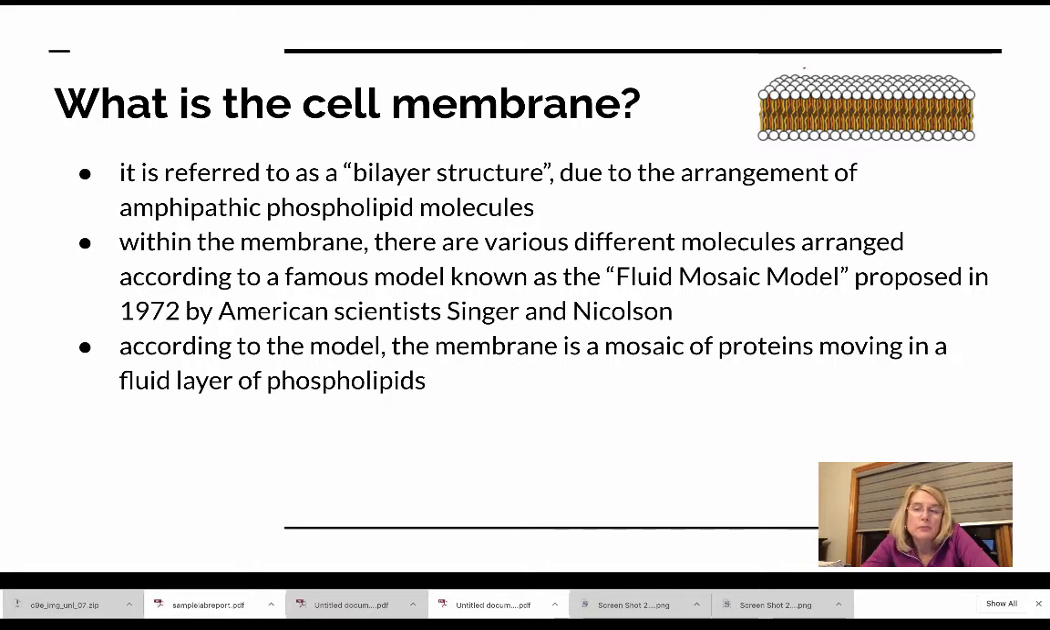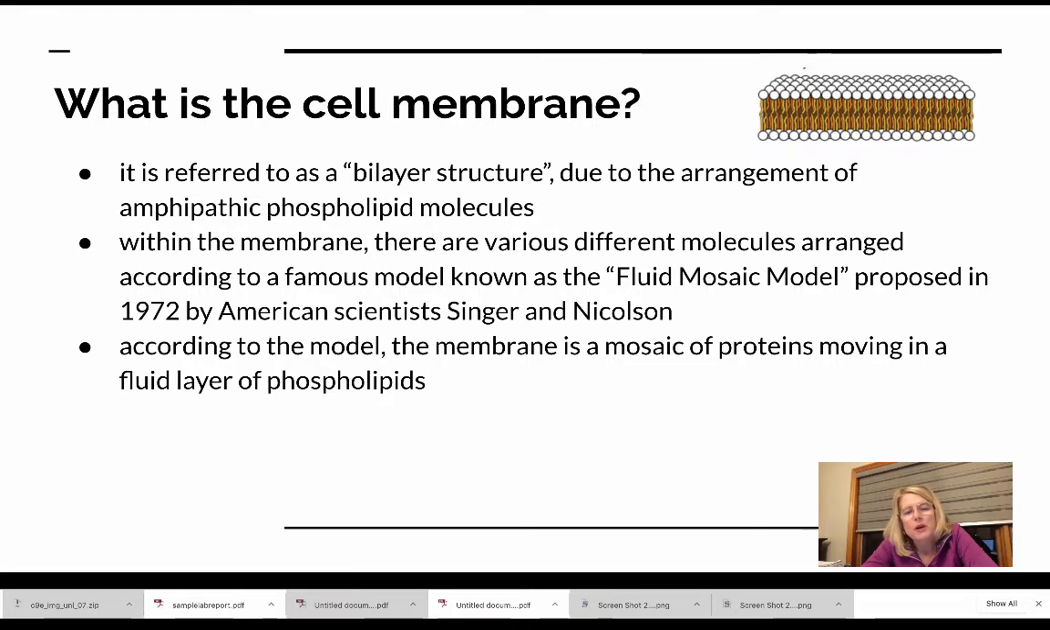And so how do we know about this structure? How do we know what it looks like? Well, there's some scientists from the US, Singer and Nicolson are their names, and they proposed this model in 1972 and gave it the name the fluid mosaic model. So remember that term, fluid mosaic model. You're going to hear that over and over. It's a very famous model. You'll see it over and over again in your biology studies. And according to this model, I want you to pay attention to the words fluid and mosaic. Those have meaning.